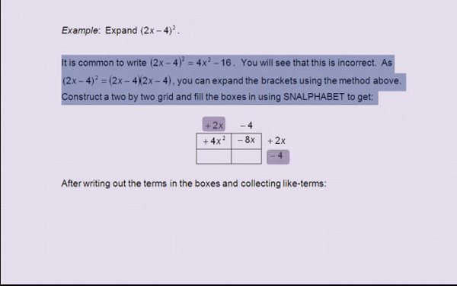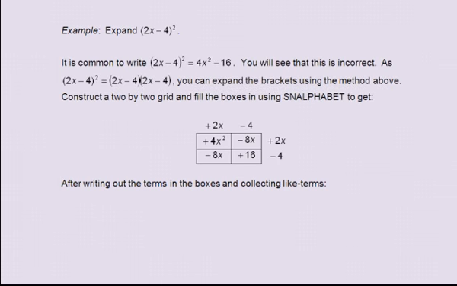multiplied by minus 4 also equals minus 8x, and finally minus 4 multiplied by minus 4 equals plus 16. After writing up the terms in the boxes and collecting like terms, 2x minus 4 all squared equals plus 4x squared minus 8x minus 8x and plus 16, which equals 4x squared minus 16x plus 16.